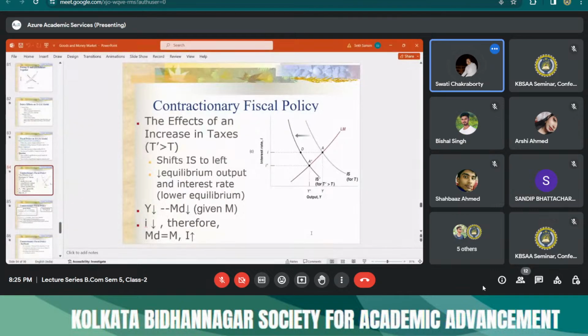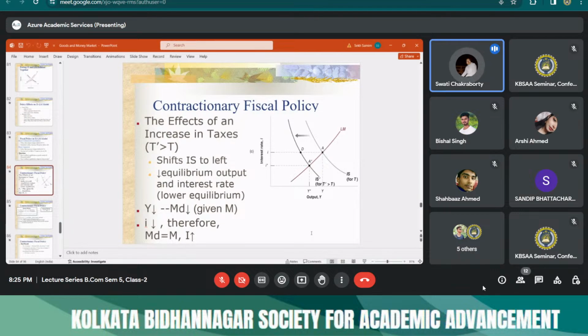Okay, let's talk of contractionary fiscal policy. As I said, a contractionary fiscal policy is either a decrease in government expenditure or an increase in tax. Now, when there is an increase in tax, what happens? In the IS-LM model, the LM curve doesn't get affected. The IS curve shifts to the left.